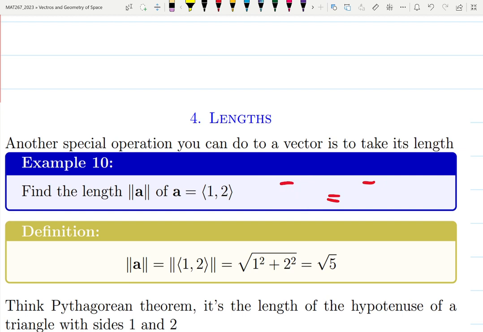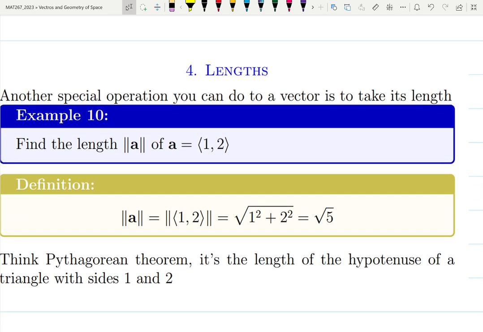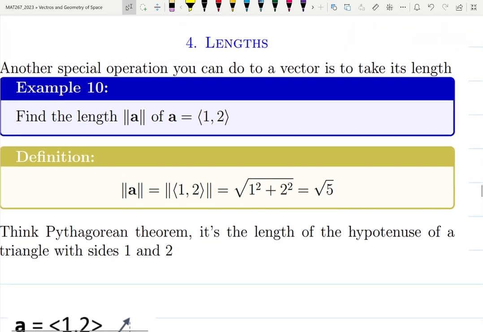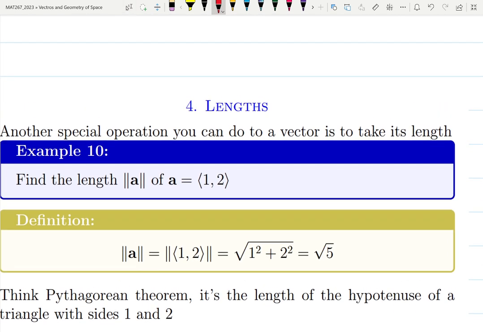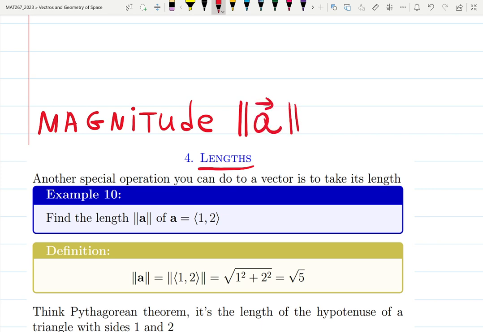Let's learn something amazing and new, which is super important, which is length, how to find the magnitude of a vector. Another special operation you can do to a vector is to take its length. To find the length, let's write down the formula first. The notation is double bar A double bar equals the square root. So magnitude is a number.